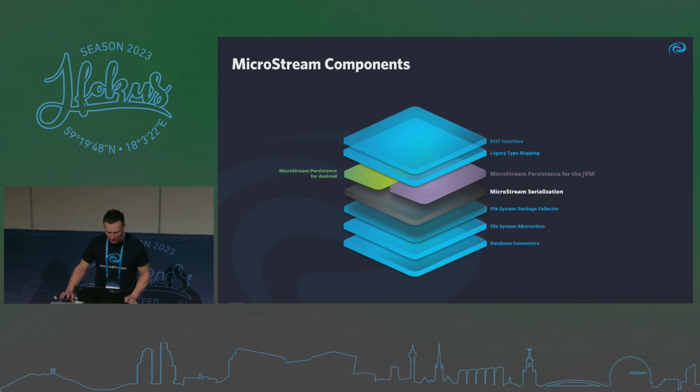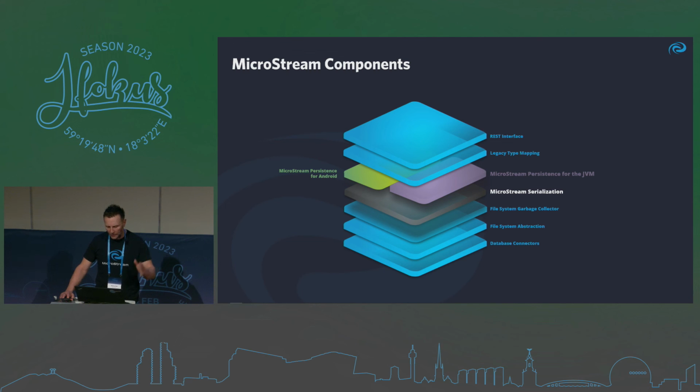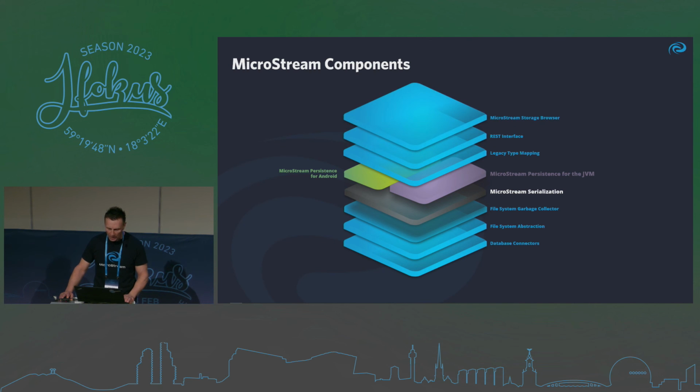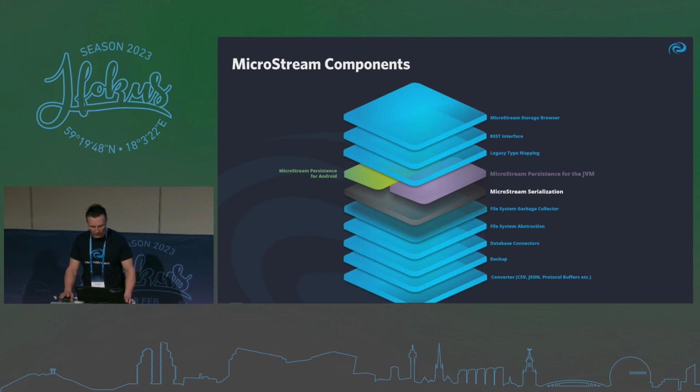We have database connectors, and with the REST interface, third-party applications can have access to the storage and to your data in memory. With GraphQL, third-party applications can also have access to your data in memory. We also provide a viewer where you can browse through your storage data. And of course, native backup functions if you don't use blob storage. And also converters for CSV and other encodings.